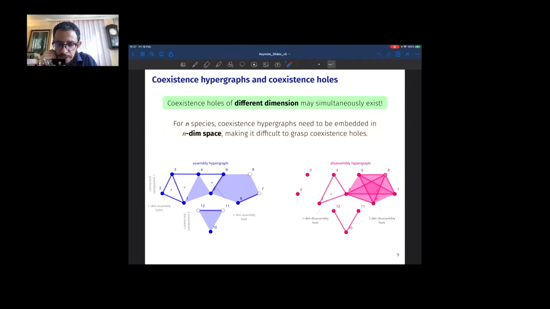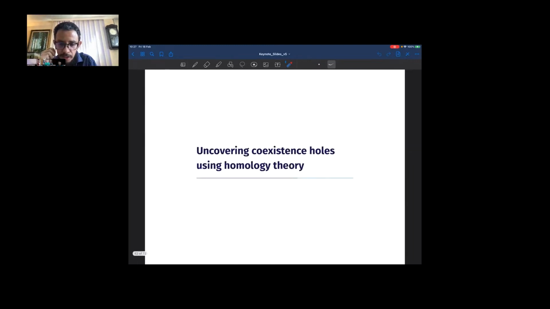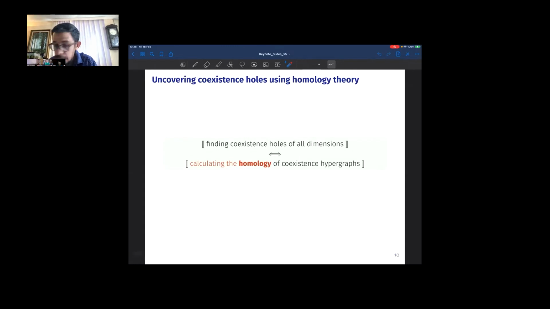And in that disassembly hypergraph, there are some holes that you can easily grasp just by inspection. For example, this one. So this is a one-dimensional disassembly hole. But it will be difficult for you to see that this one here is actually another disassembly hole of dimension 2. So to solve this problem, what I am trying to suggest is that you need some systematic tool to identify these assembly and disassembly holes in higher dimensions. And that's precisely what gets us to the next point: how can you uncover these coexistence holes.